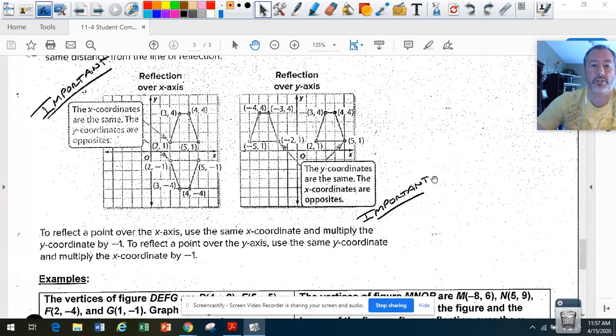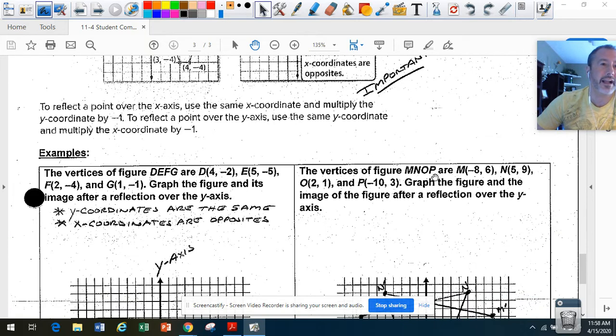Scroll down, almost done here. It says to reflect a point over the x-axis, use the same x-coordinate and multiply the y-coordinate by -1. That's all we're doing. We're just saying it's the opposite. To reflect a point across the y-axis, use the same y and multiply the x by -1. But basically, it would say just do the opposite.